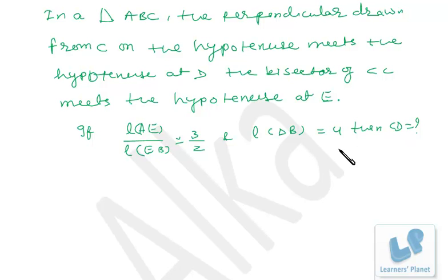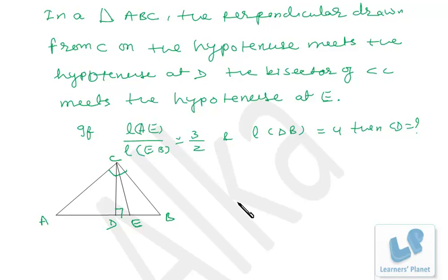So first of all, I draw a diagram over here. This is A, B, C. This is the perpendicular. AB is the hypotenuse. This is 90 degrees and this is D. And this is the angle bisector, which I suppose to be E, as already given. So this CE is the angle bisector of angle ACB.